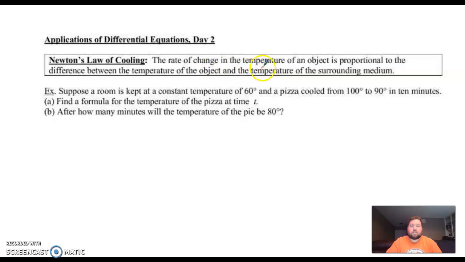It says the rate of change of the temperature of an object, so that's dT over dt, is proportional to the difference between the temperature of the object and the temperature of the surrounding medium. So that is k times the temperature of the object minus the temperature of the surrounding medium. We're going to call that T naught, and that's like the temperature of the room. This problem is talking about a pizza. A pizza comes out of the oven, and the moment you take it out, it's going to start cooling down. This problem is going to put a math equation to how that happens.